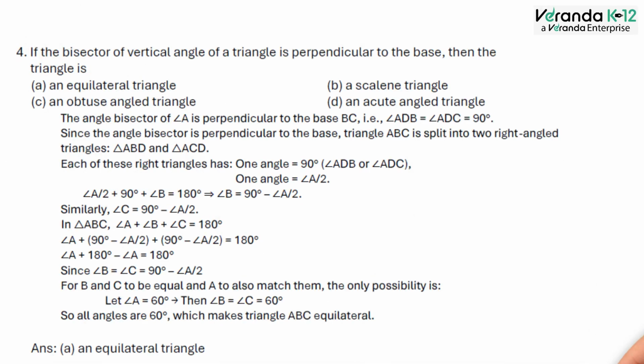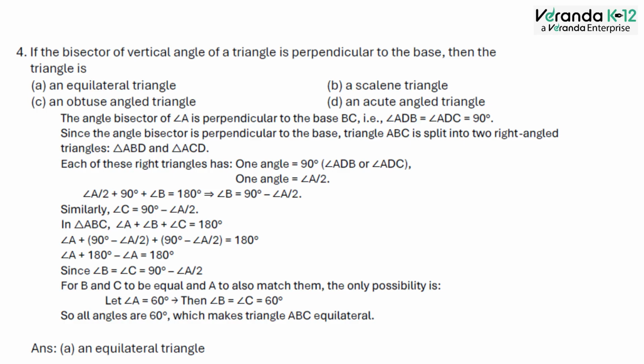Next, fourth question: if the bisector of the vertical angle of a triangle is perpendicular to the base, then the triangle is any one of the four options. The bisector of the vertical angle of the triangle is perpendicular to the base. So the angle bisector of angle A is perpendicular to the base, that is, that line divides the base into two equal parts, also perpendicular, that forms 90 degree. Since of the angle bisector, triangle ABC is split into two right angle triangles, that is ABD and ACD. So each of these triangles has one angle of 90 degree and the top angle will be the bisector of A, that is A by 2.